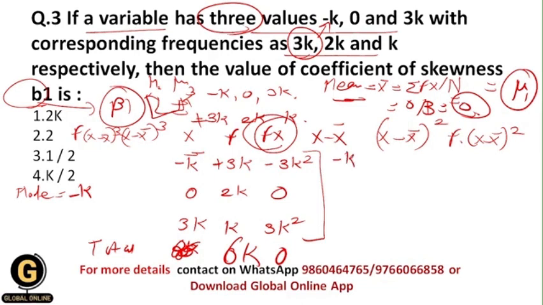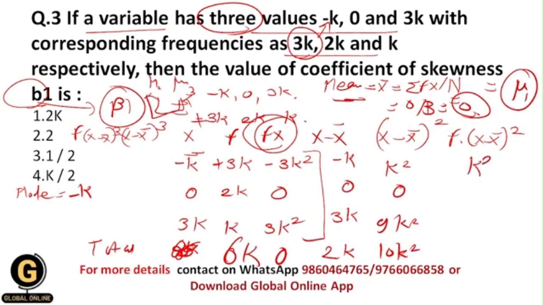It will be minus k, here it will be 0, it will be 3k, and their total will be 2k. Now let us do (x minus x bar) square, then it will be k square, 0 and 9k square, and their summation will be 10k square. Now do f into (x minus x bar) square, then it will be k square, 3k cube, then 0, then 9k cube, and then 12k cube.